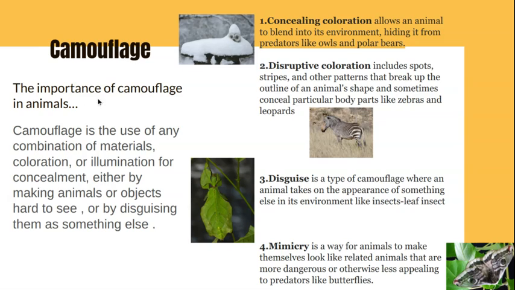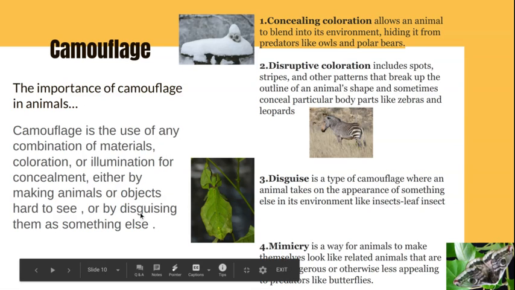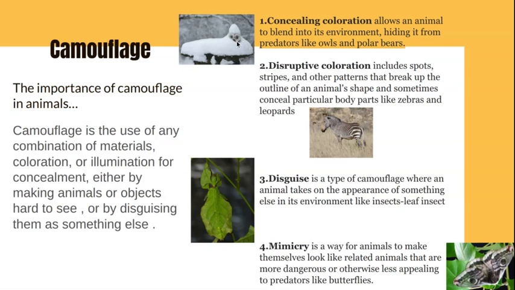Camouflage. Let's talk about camouflage. Camouflage is the use of any combination of materials, color, or illumination for concealment, either by making animals or objects hard to see, disguising, right? Concealing coloration, just like look at this owl in the snow, okay? It allows an animal to blend in by having the same color, like owls and polar bears in the wintertime, they blend into the snow because a lot of owls and polar bears are white in the Arctic.